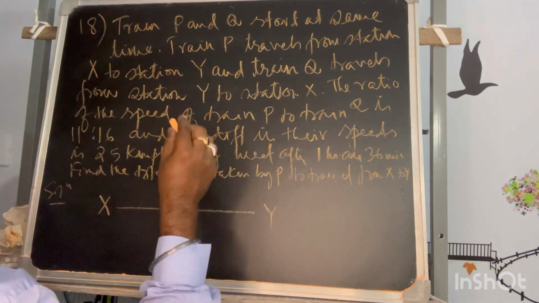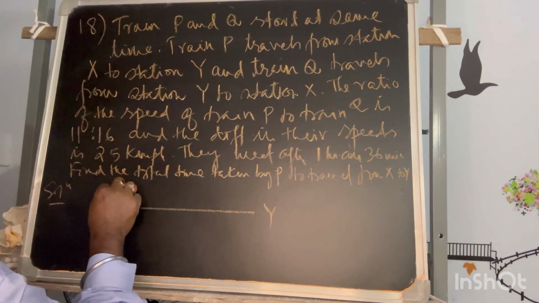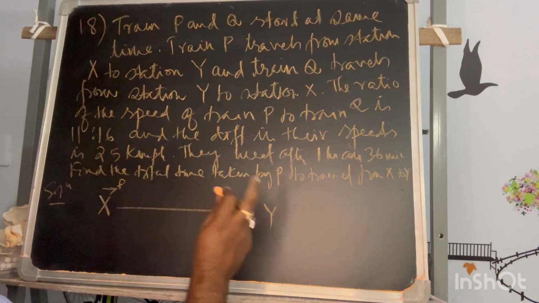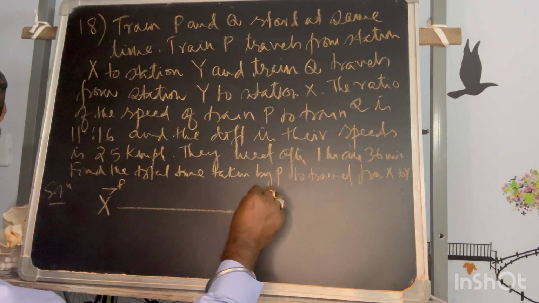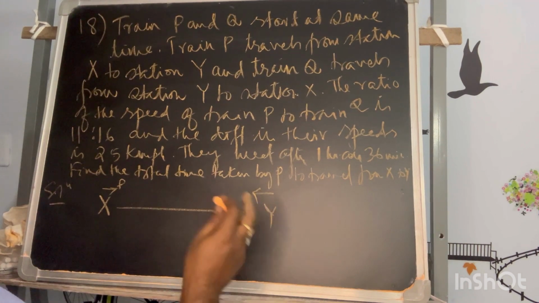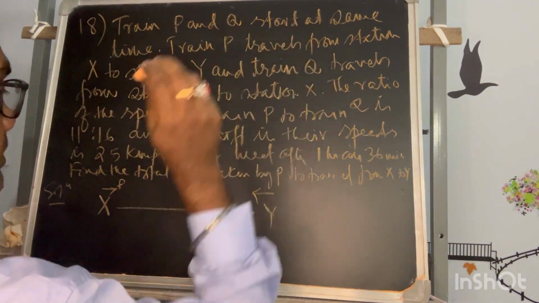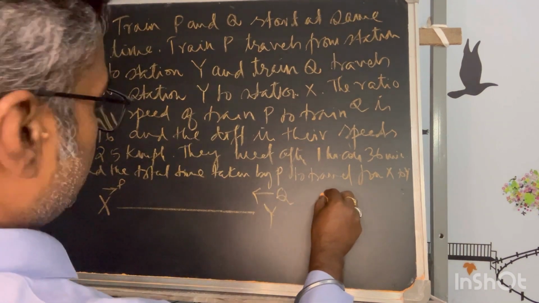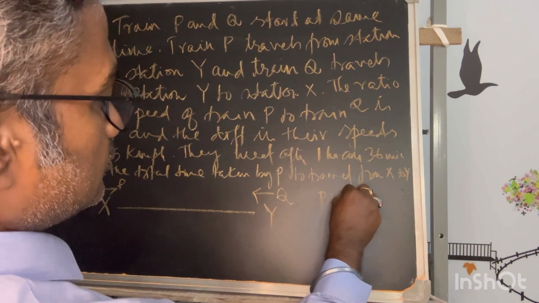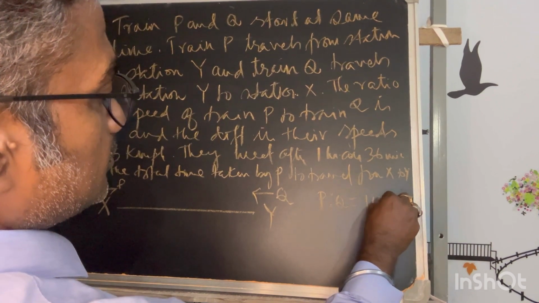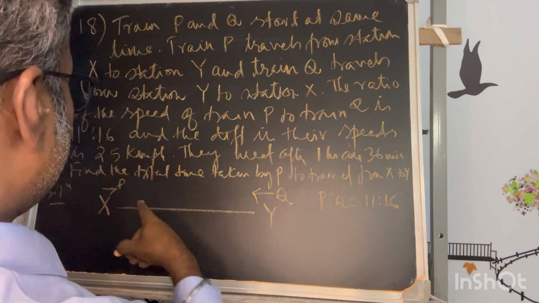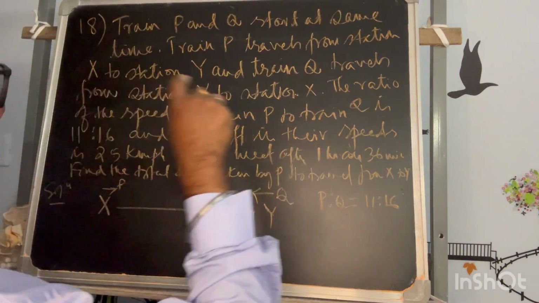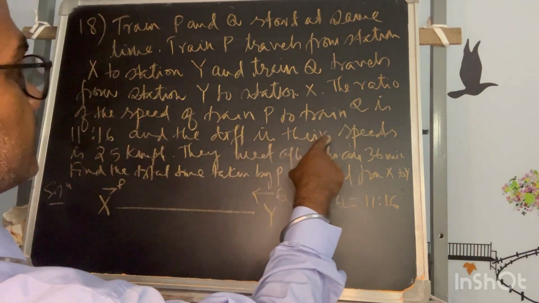Train P starts from station X. P is starting from here, to station Y, and the train Q starts traveling from the station Y to the station X. So this is your Q. The ratio of the speed, P is to Q, I am taking the initial speed of the trains P and Q in this ratio. And the difference of their speed.